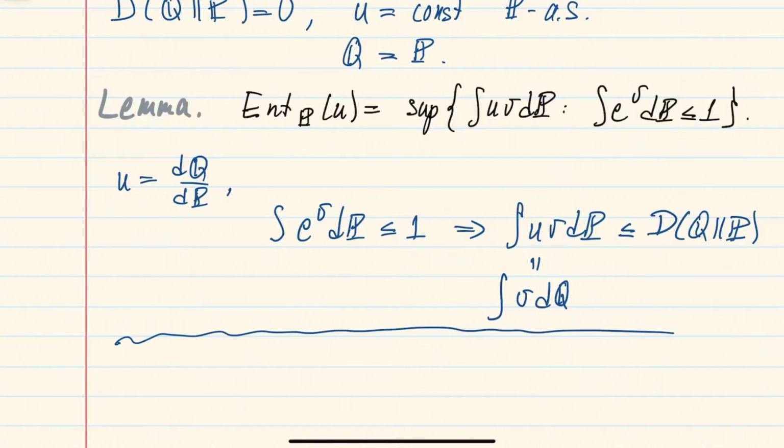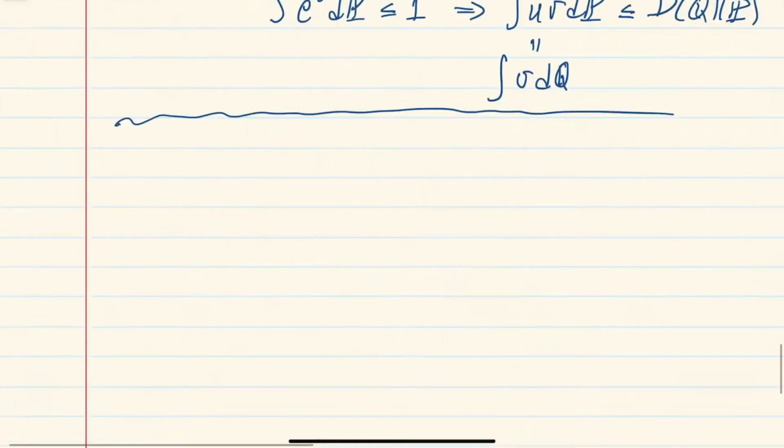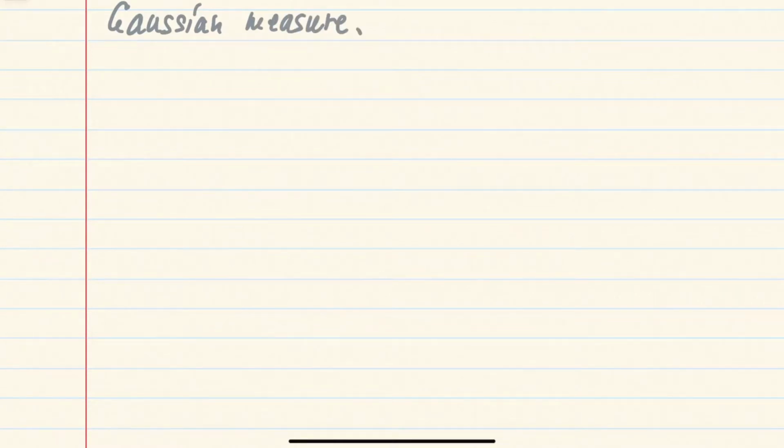Okay, so now we move on to an application of all these previous results to Gaussian measures. Let's recall first of all that a Gaussian measure, let's call it P, on R^n with covariance C, has the following density.